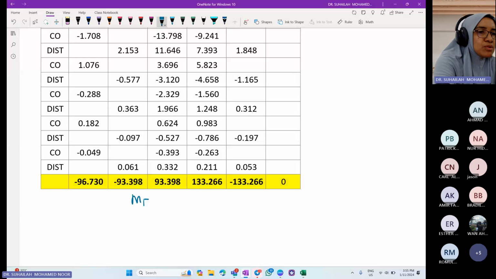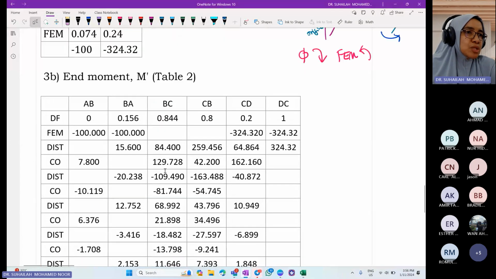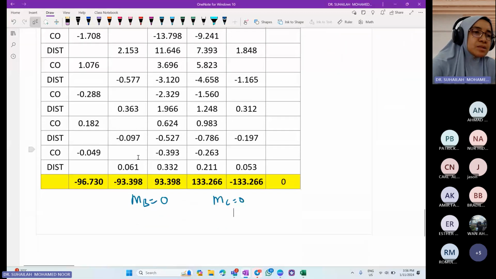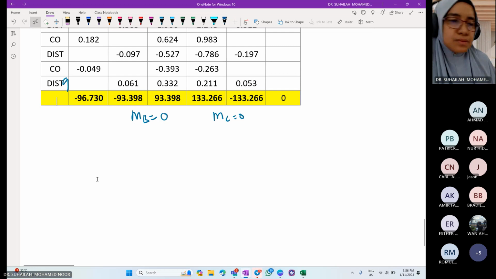Okay, sini MB kosong. That's why dia positif negatif. Yang ni MC kosong. Okay. So this is table number 2. And moment table number 2 this time ada 9 kali distribution. Okay, so lepas ni apa kita nak buat?